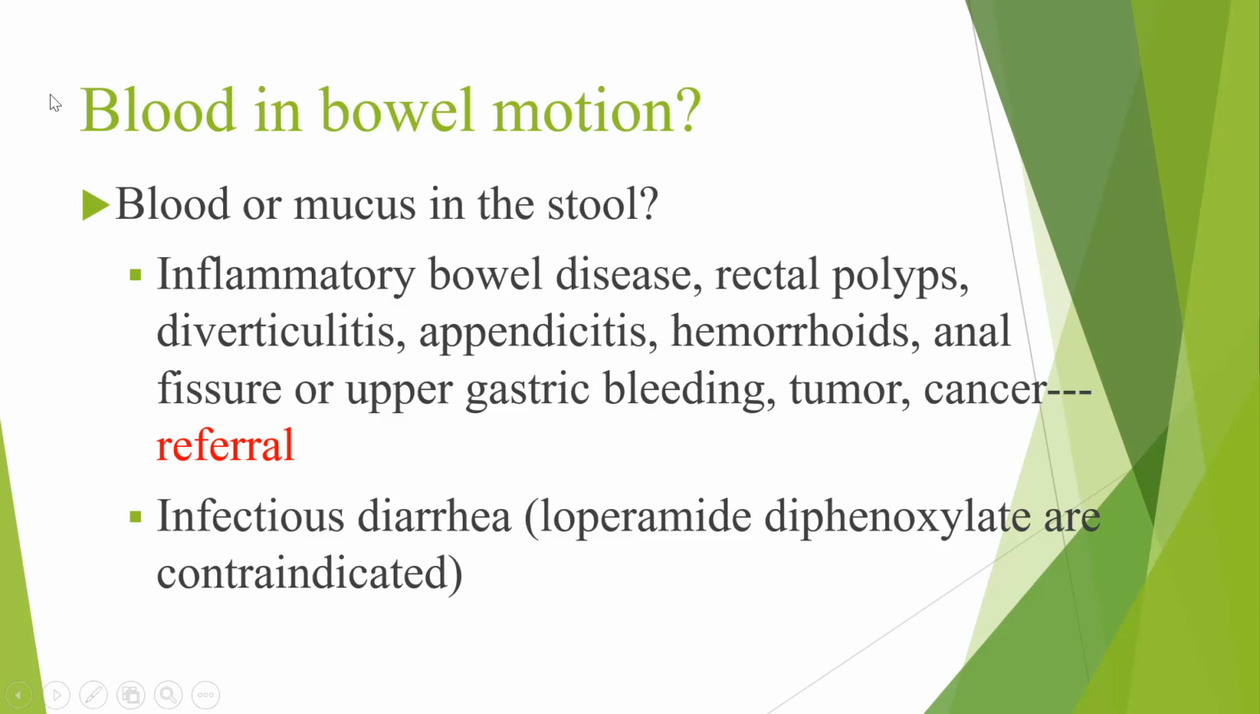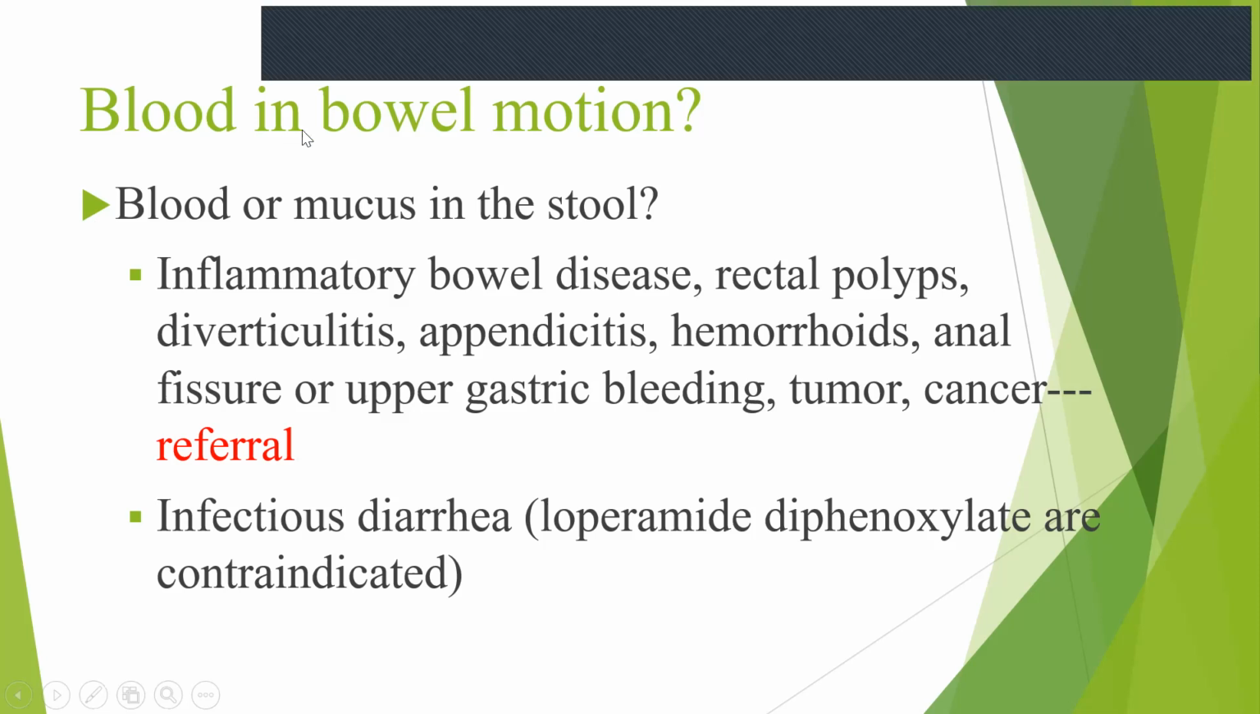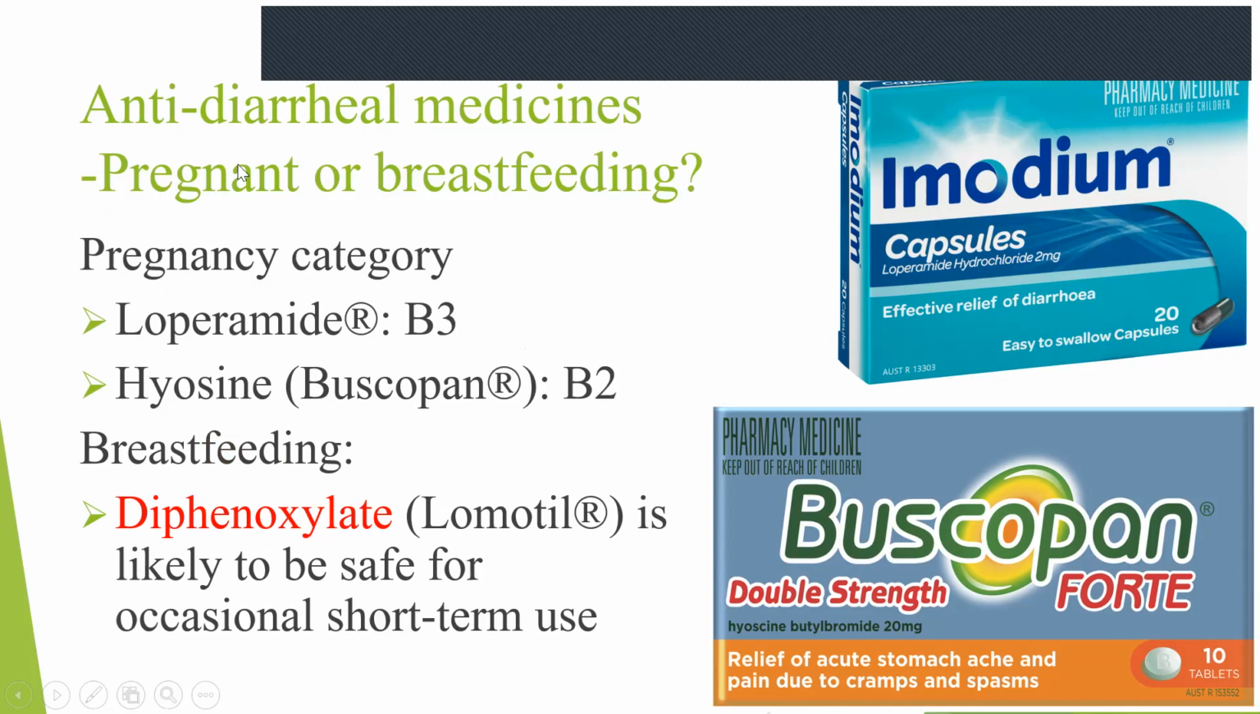Okay, how about if you find blood in your bowel motion? Yeah, I think just like we say, 我们讲完这个了。Okay, so anti-diarrhea medicine. If they are pregnant or they are breastfeeding, the pregnancy category of loperamide, which is 泻立停, is B3.